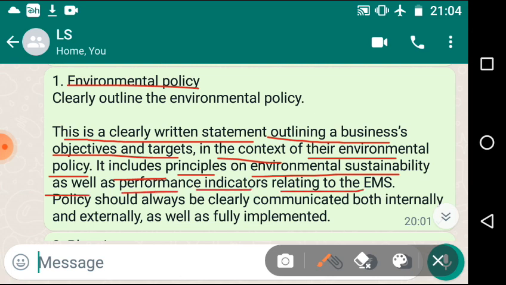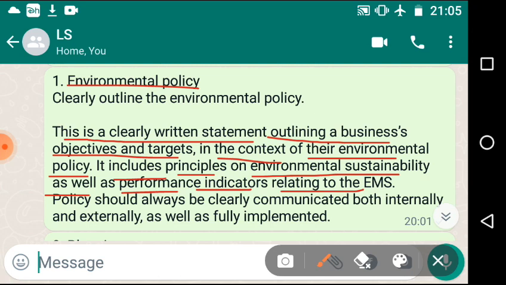Environmental policy is a clearly written statement that outlines our business objectives and targets. So the environmental policy is a set of clearly defined rules which outline our business objectives and targets in the context of the environment, and it includes principles on environmental sustainability as well as performance indicators relating to the EMS. So in an EMS, or environmental management system, the first main process is your environmental policy.